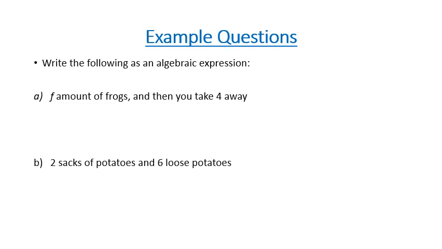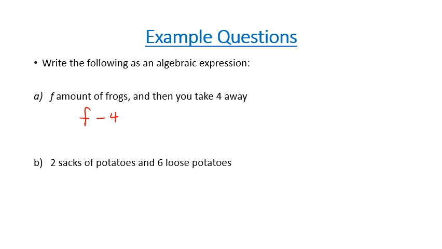Now the first example says, well, just basically write the following as an algebraic expression, F amount of frogs, and then you take away 4. So if you've got F amount of frogs and you take away 4, there's your algebraic expression. Because F can represent any number of frogs, we don't know how many it is, but we know that F is the number we've got, or the amount we've got, and if we take away 4, then that's our expression.